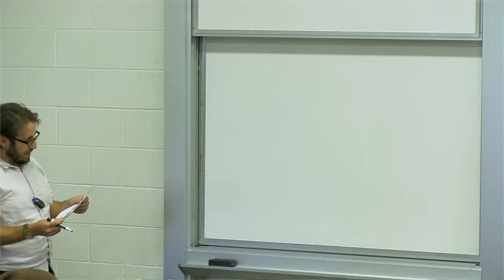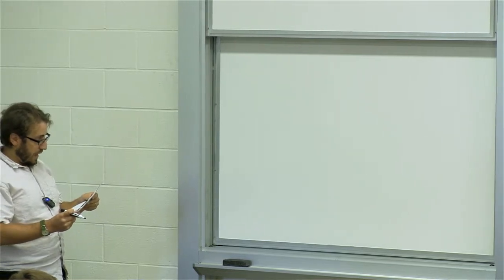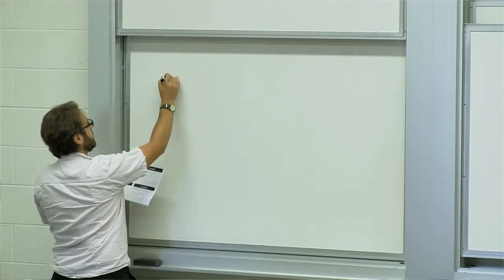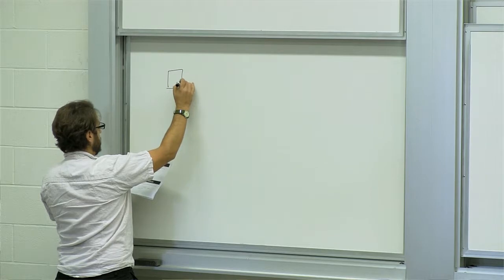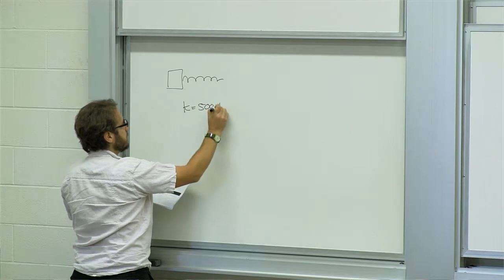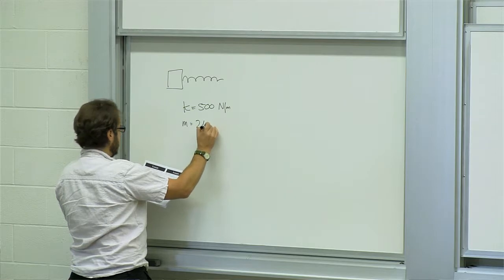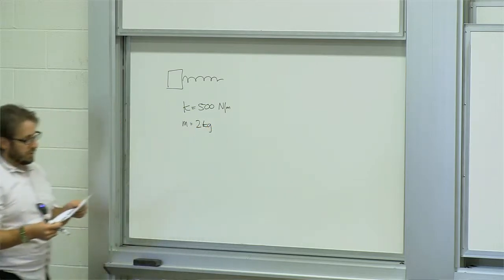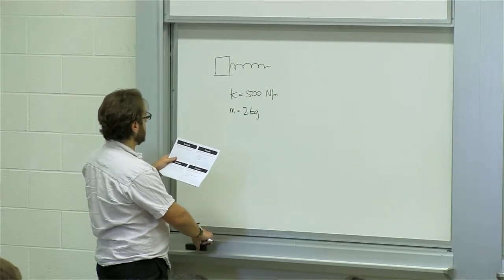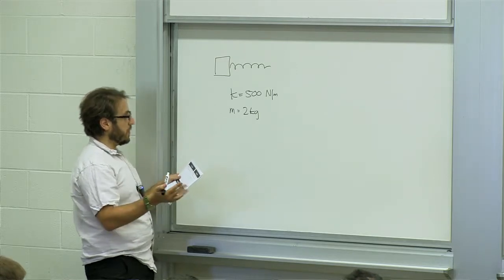Okay, back to mechanics. So next problem. A 2 kilogram block is attached to a spring, force constant 500. So we have a block attached to a spring, force constant 500 newtons per meter. The mass is 2 kilograms. The block is pulled 5 centimeters to the right of equilibrium and released from rest. Find the speed of the block as it passes through equilibrium if there is no friction.